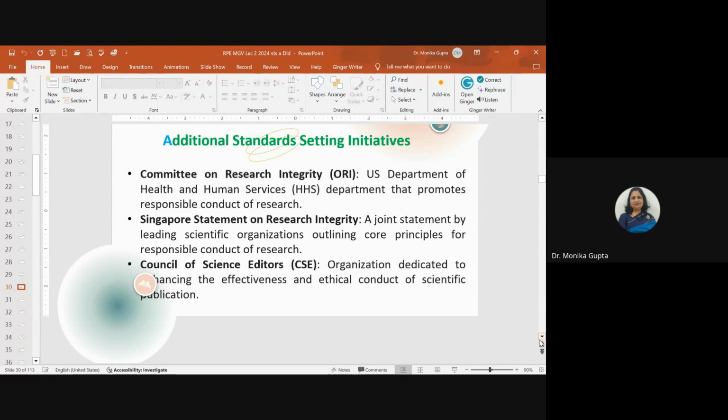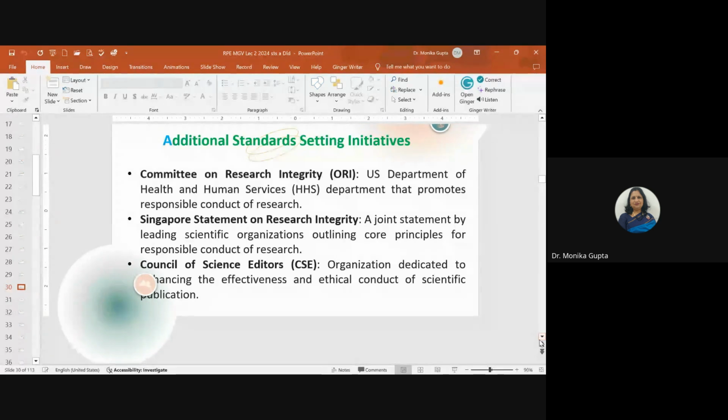Yes. Additional standards and setting initiatives. So we have ORI, that is Committee on Research Integrity. Then Singapore Statement on Research Integrity and Council of Science Editors, that is CSE. Right? So ORI, US Department of Health and Human Services, promotes responsible conduct of research. So these are beyond COPE and WAME that you must be aware of.